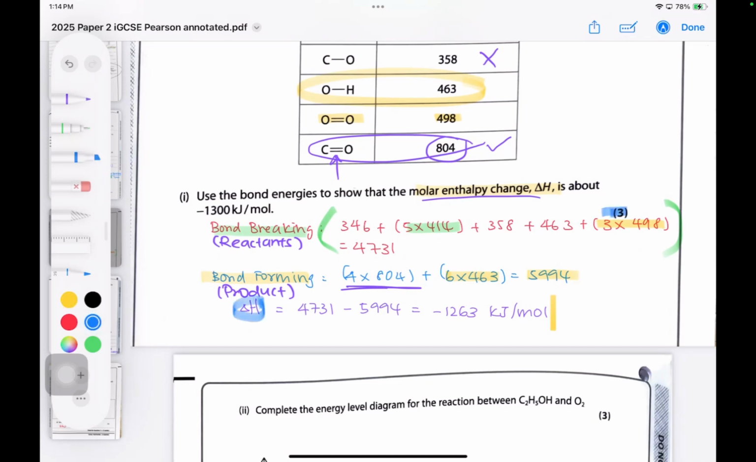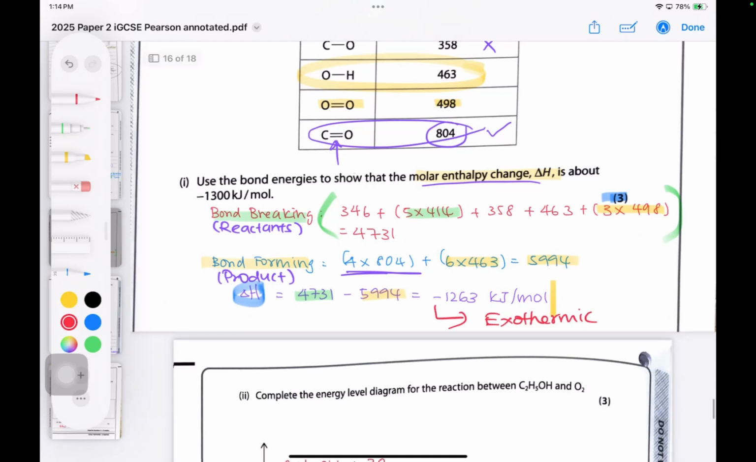calculate the molar enthalpy change. So what you do is you use the bond breaking, which is in green, 473, minus the bond forming, which is 5994, and you actually end up with a negative value. Now please don't panic when you end up with a negative value. What this negative value basically tells you is that this reaction is exothermic. It gives out heat. Okay?